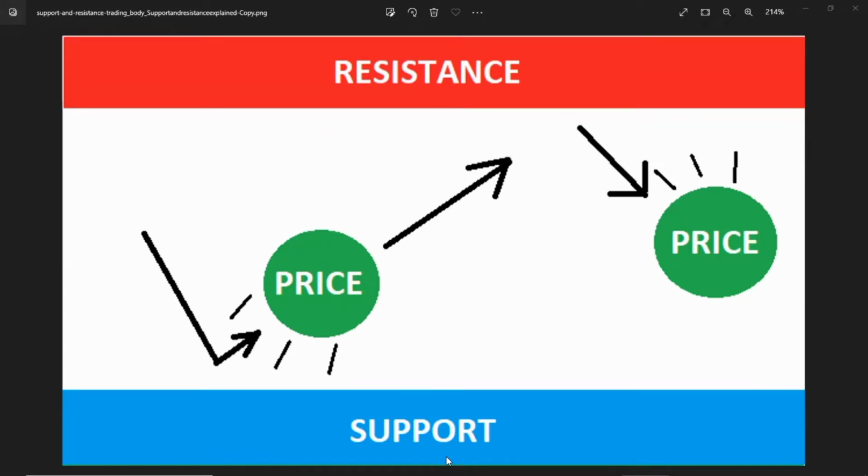So in today's video, I'll be showing you guys how to trade support and resistance the right way, the best way to look at support and resistance, put them in as a strategy, and trade it the accurate way. So let's move right into this video.